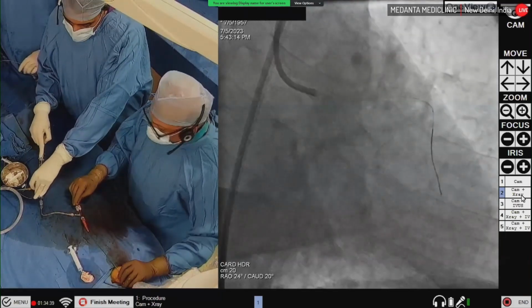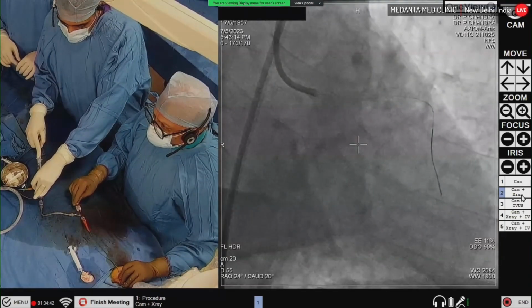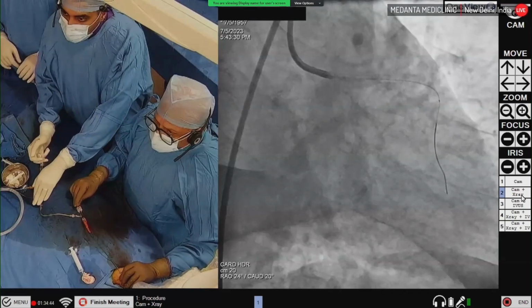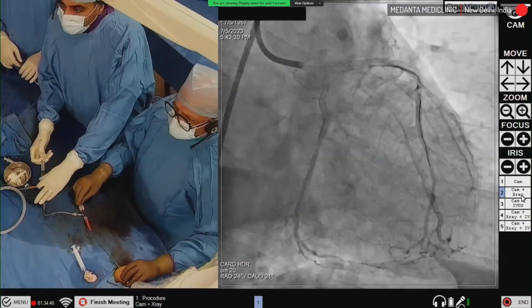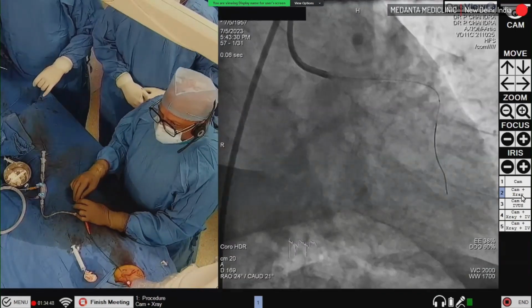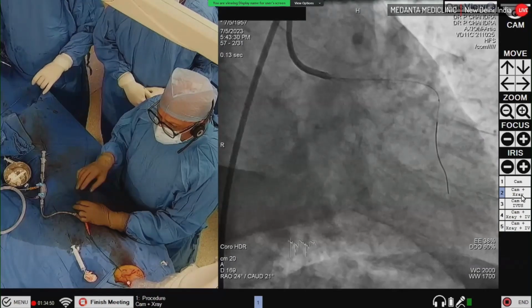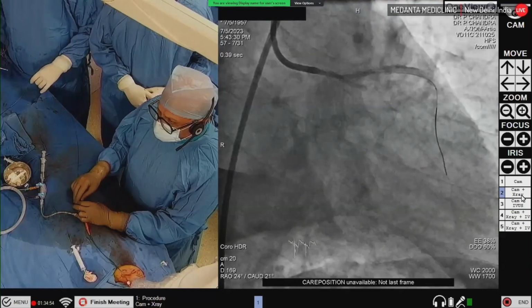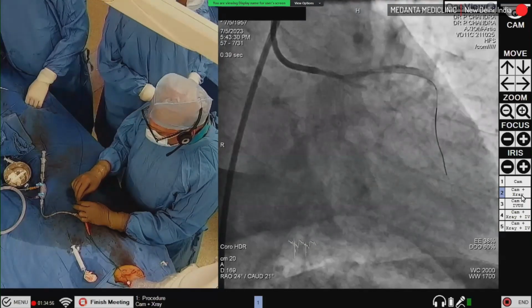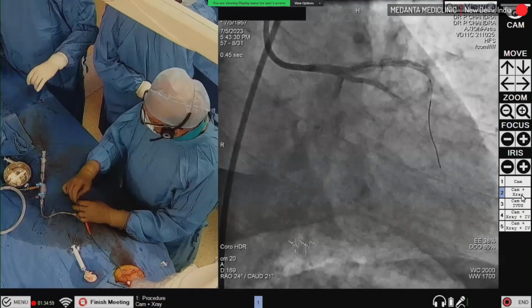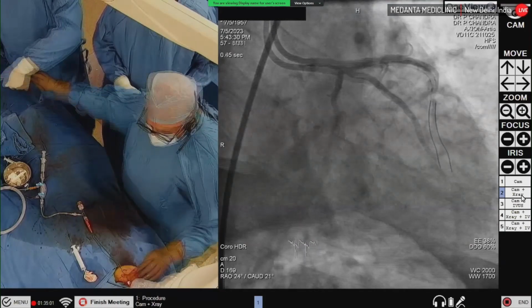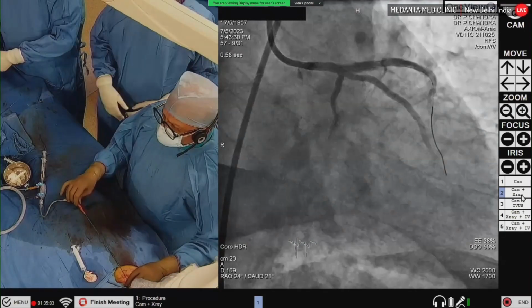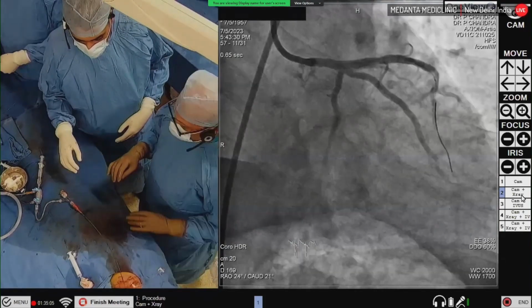Okay, fine. So we'll take a final shot. Hopefully everything is okay. Yeah, this is looking nice. All the vessels are flowing well. The distal circ is good. With the DB, the proximal circ is good. The LAD and the diagonal, everything is flowing. So I think with this, the whole procedure is now over, and we can pull this guiding back.